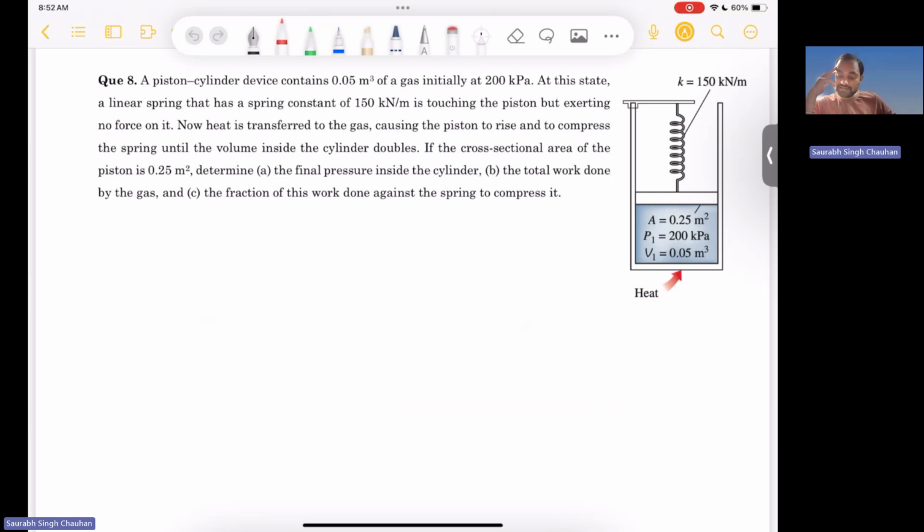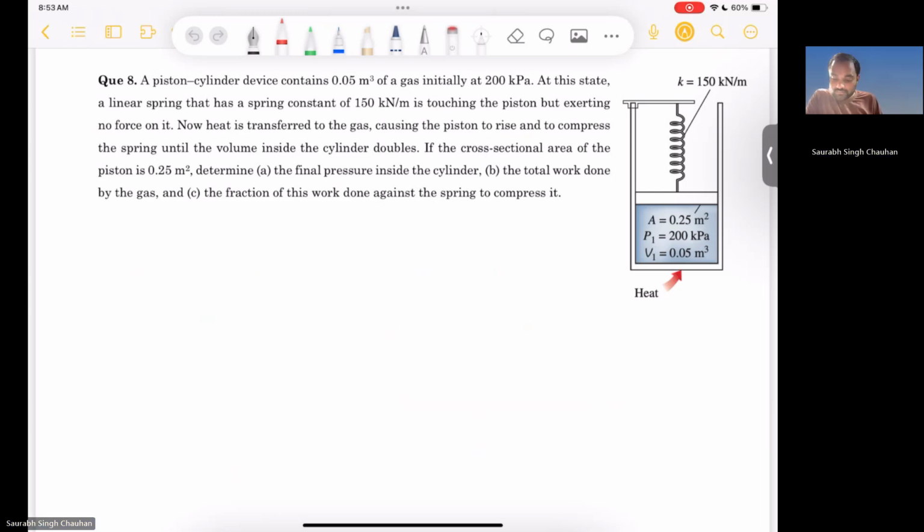Now heat is transferred to the gas, causing the piston to rise, right? Because if you are adding heat, there will be a pressure rise, so the piston will move up. Heat is added to the gas, causing the piston to rise and compress the spring until the volume inside the cylinder doubles. When the piston moves up, the spring will be compressed, so it will push the piston down. So at some point there will be equilibrium: the force of the spring and the force due to the pressure inside the cylinder will be equal to each other.